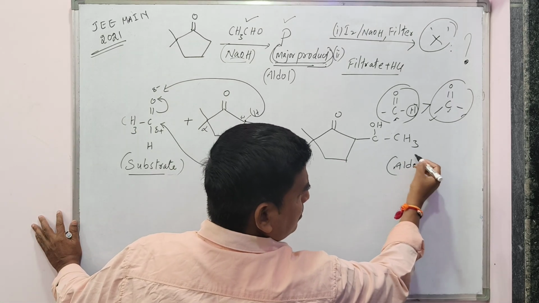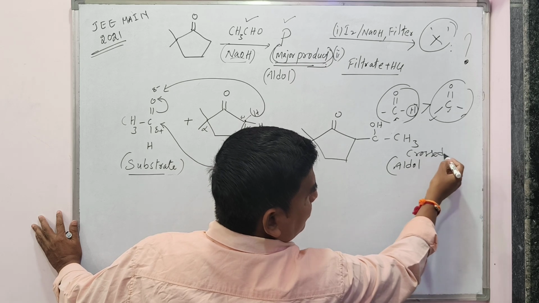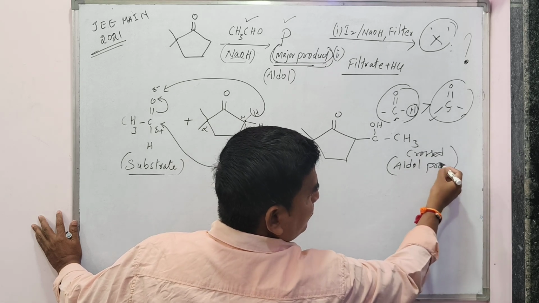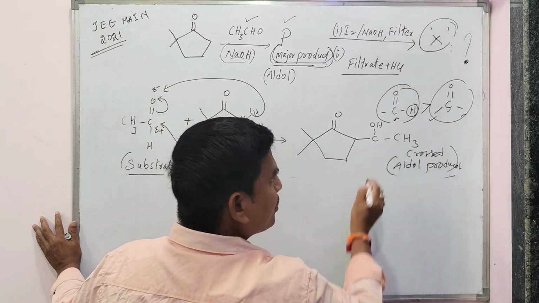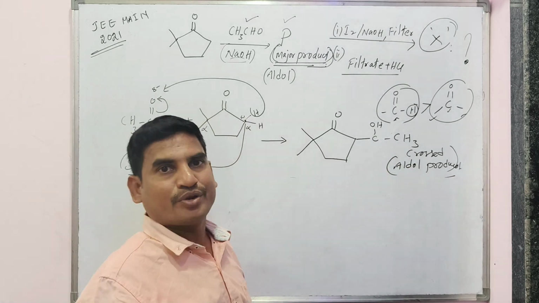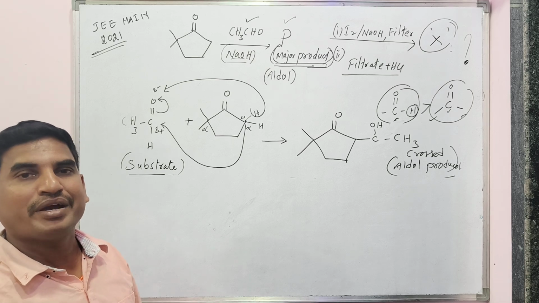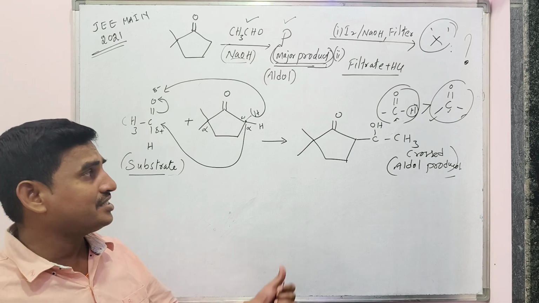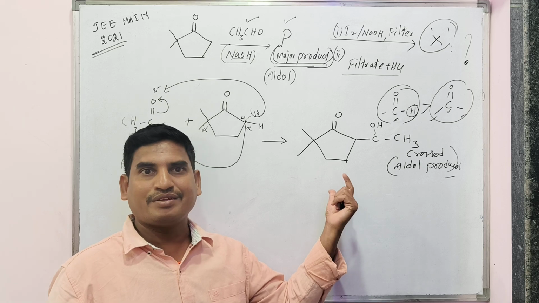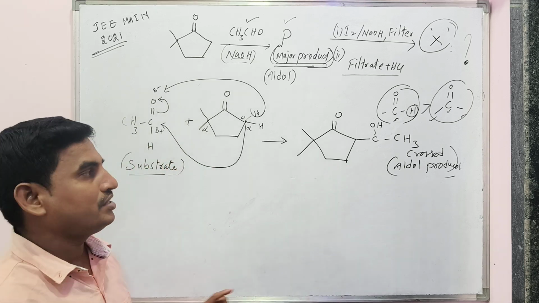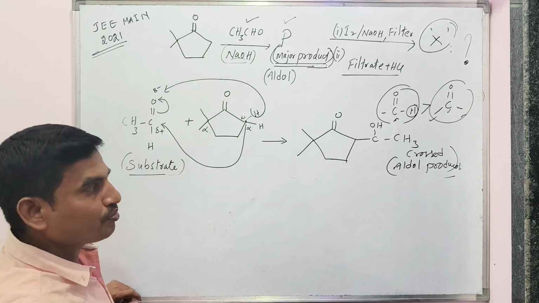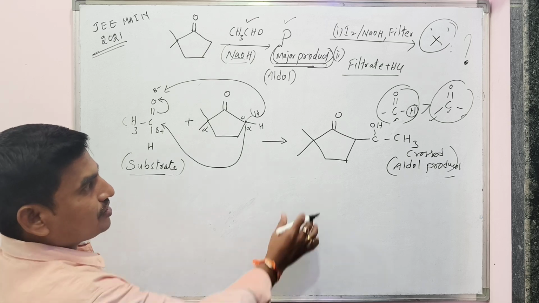So this is a crossed aldol product, and the crossed aldol product is the major product. If you go for any other, that is the minor product. Generally in organic reactions, the major product predominates. Right? So we take this as the major product. So the crossed aldol product is the major product. Right? This is the product.